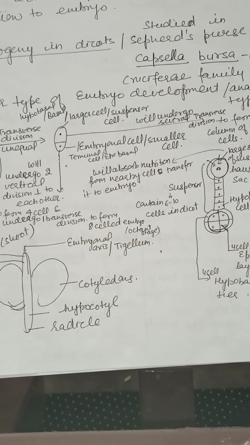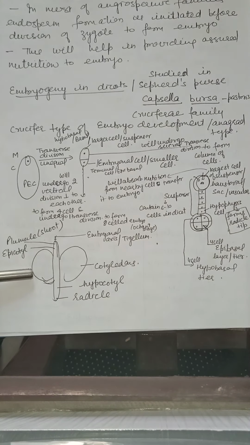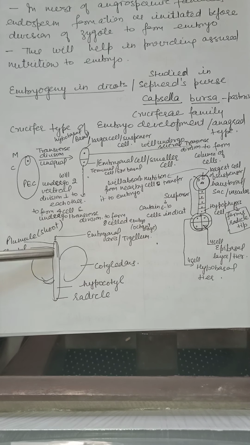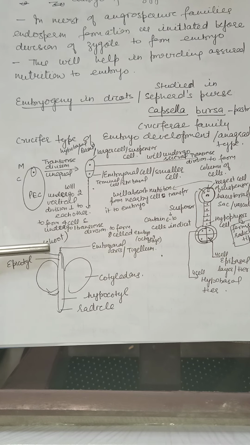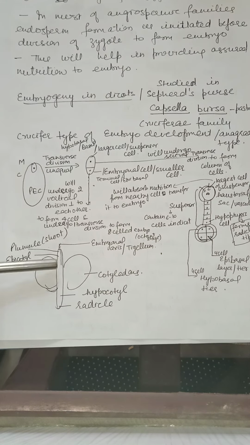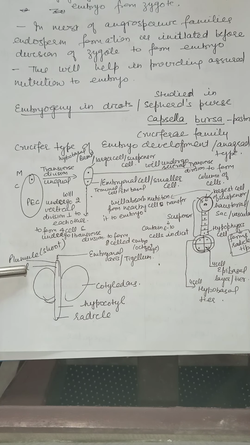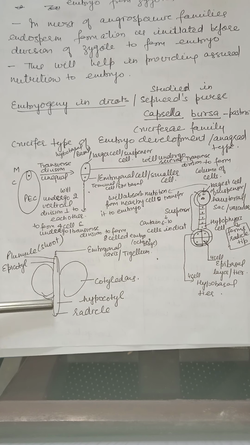Just for your information, this is the diagram of a dicot embryo. It has two cotyledons and this is the embryonal axis. This is the radicle and this is the plumule. The part of the embryonal axis between the plumule and the cotyledon is known as epicotyl. The part of the embryonal axis between the cotyledon and radicle is known as hypocotyl.